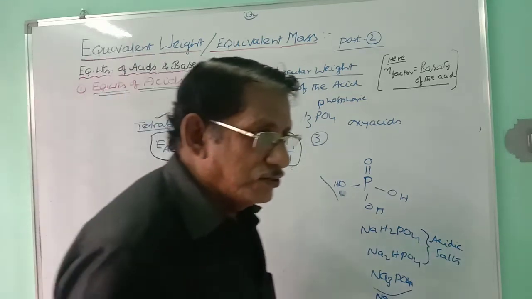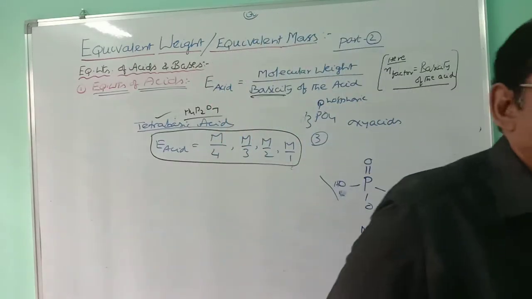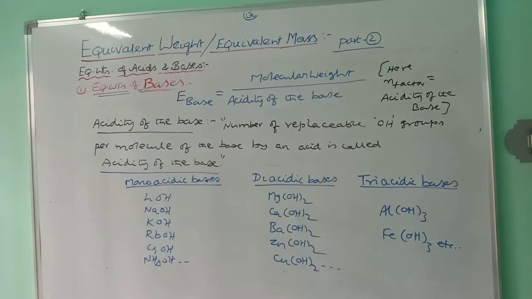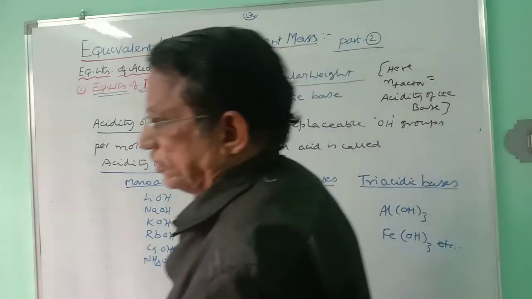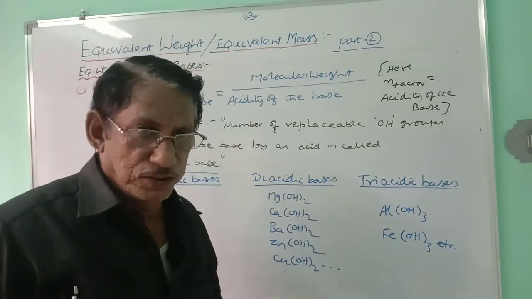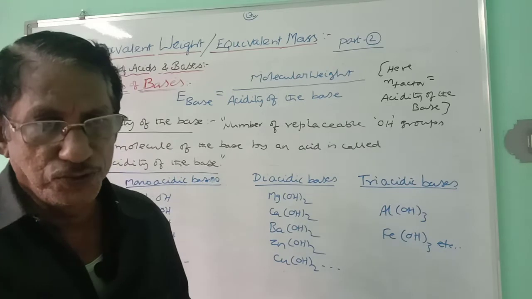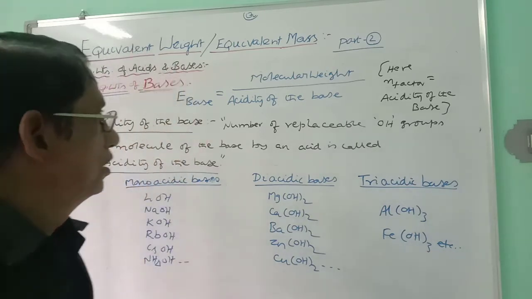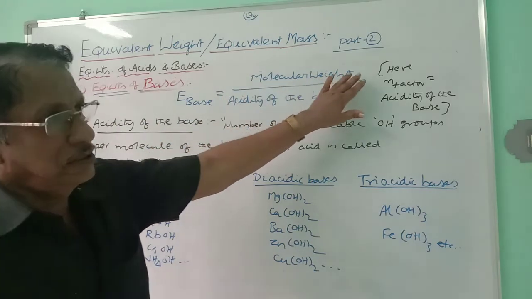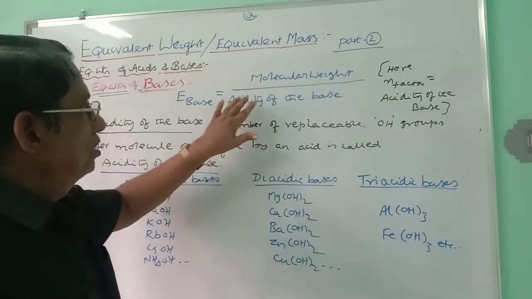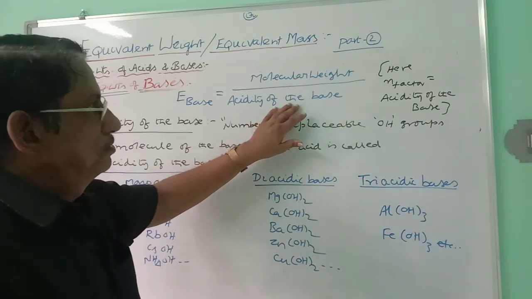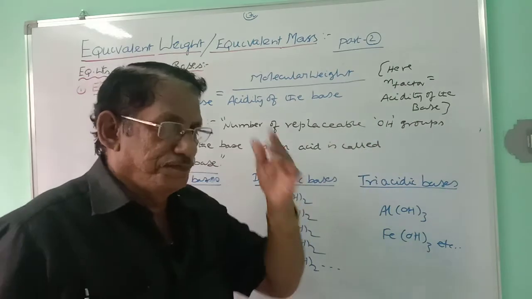And next we have to consider the equivalent weights of bases. A base is one which yields OH minus ions when produced in water. So, here the equivalent weight of the base is equal to the molecular weight of the base by the acidity of the base. Here the N factor is the acidity of the base.